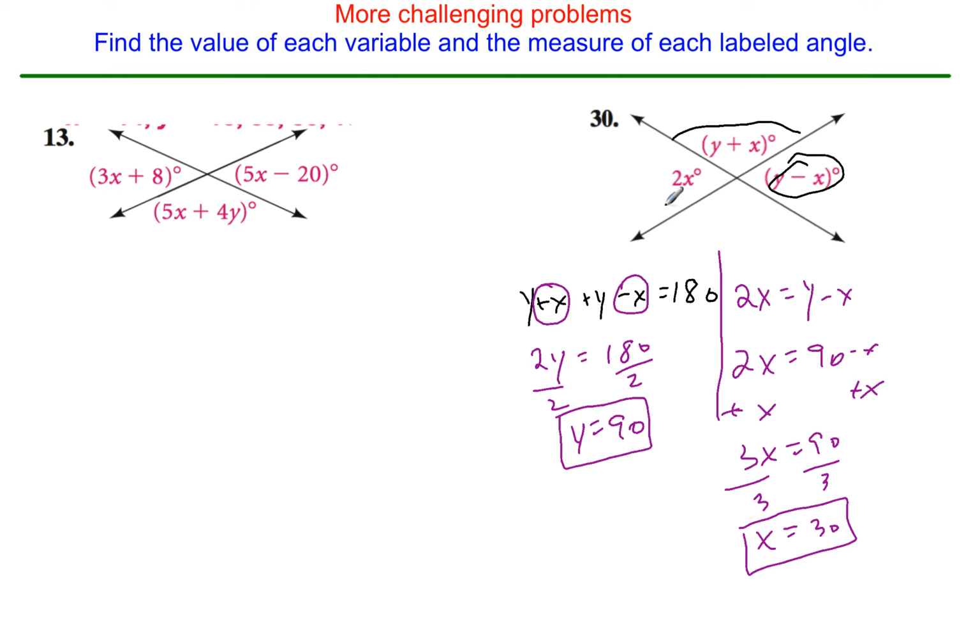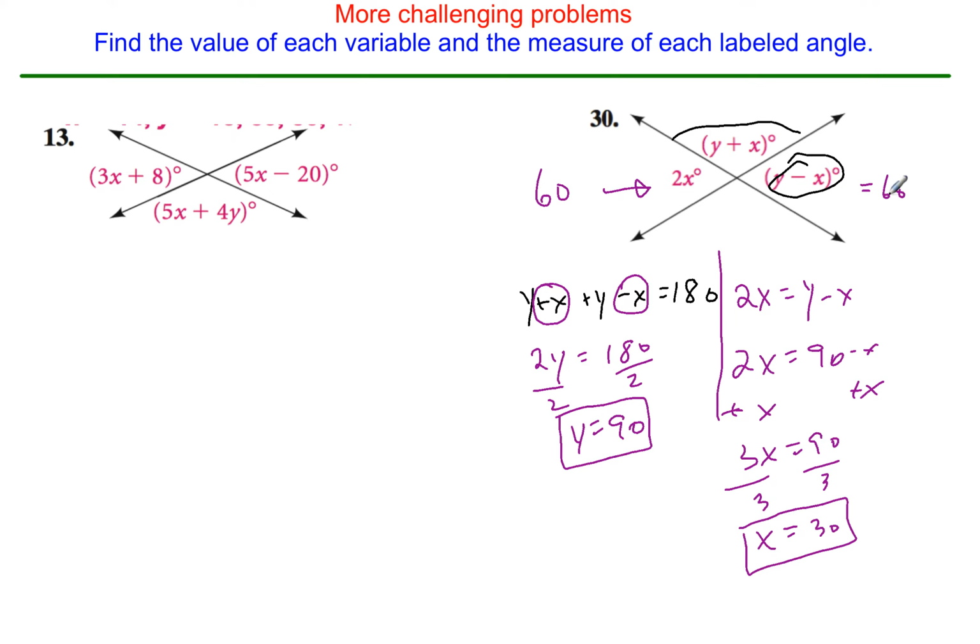But we need to find the measure of the angles. So let's take a look. Let's find the measure of this angle first. Well, if x is equal to 30, 2 times x is 2 times 30, which is equal to 60 degrees. Let's take a look and see if this angle is also 60 degrees. Well, y is equal to 90, x is equal to 30, and 90 minus 30 is 60 degrees, so that works.